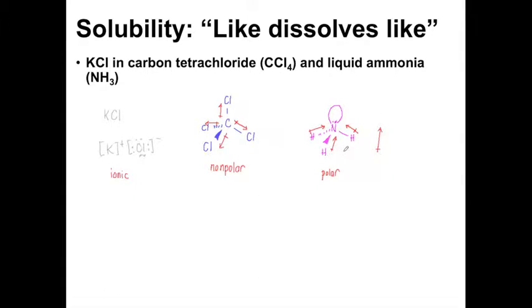Now, knowing these, in which solvent is potassium chloride more soluble? So the answer is liquid ammonia and not carbon tetrachloride. So why is it so? Because if you recall, we have a type of intermolecular force of attraction called ion dipole. So your potassium chloride can form an ion dipole type of IMFA with ammonia.